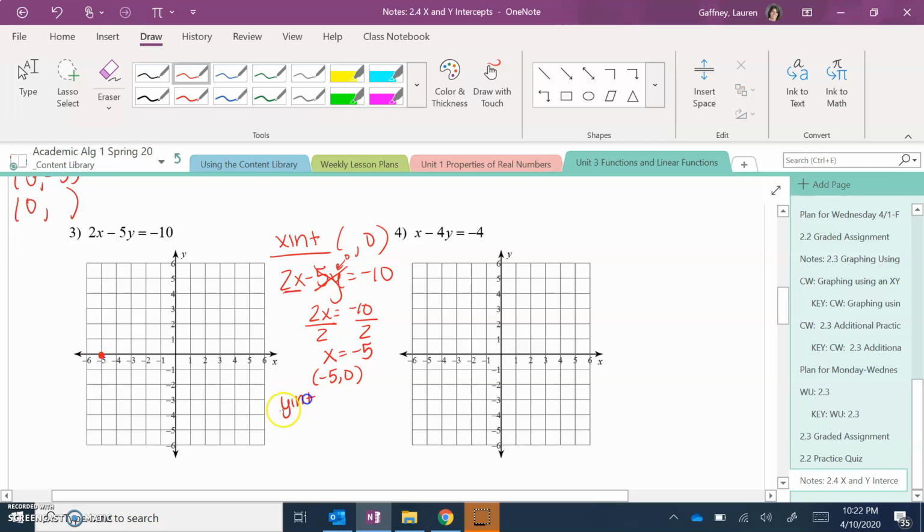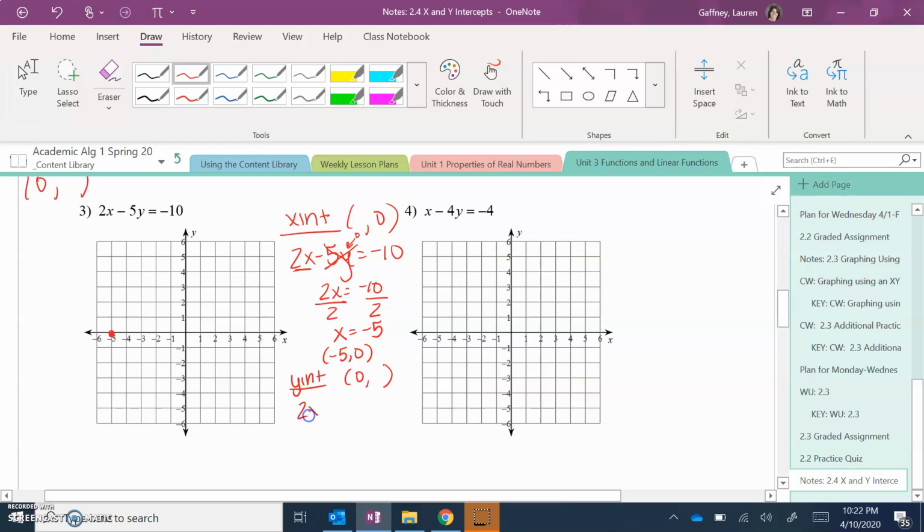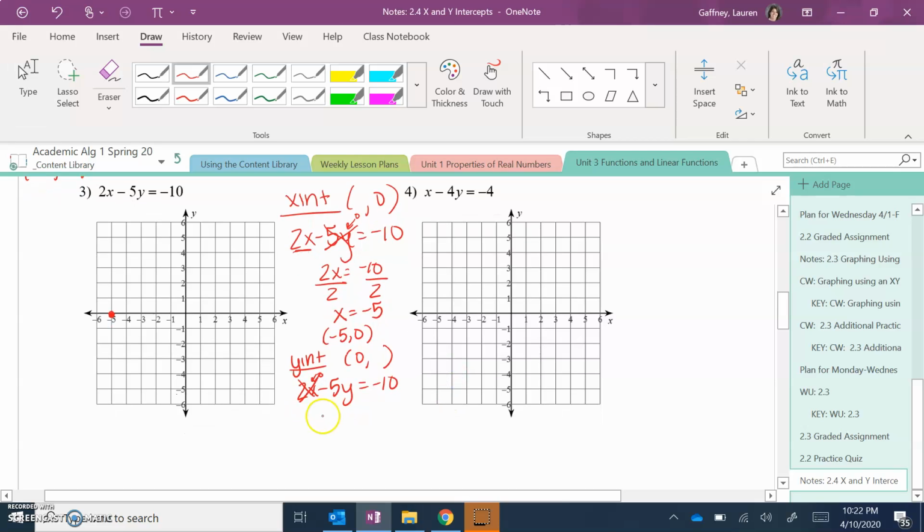For the y-intercept, we had said that the x value will always be 0. So if the x value is 0, this whole piece will disappear now. What's left, don't lose the negative that goes with that 5, or the negative there: -5y equals -10. Divide by -5, and you'll get that y equals 2. So the ordered pair is 0, 2. Then you can connect those with a straight line also.